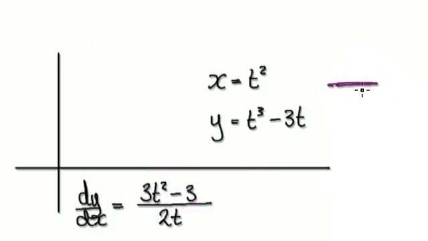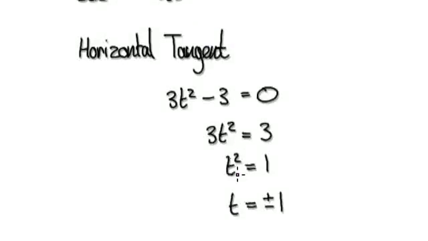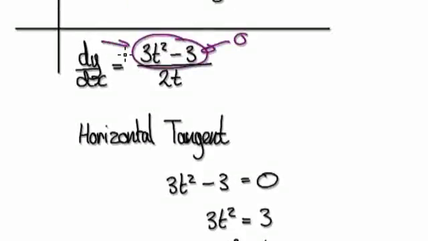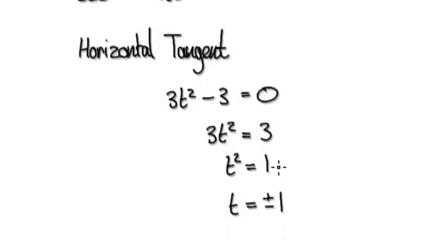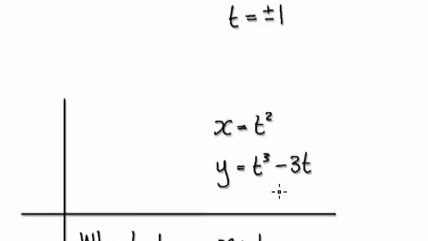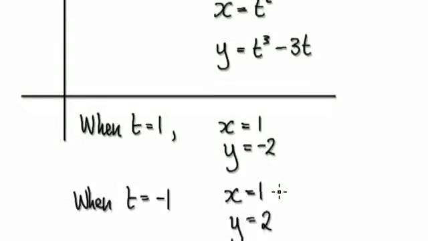So to locate the horizontal tangent, let's set this thing here to be 0. Set that to be 0, and then find the time when that horizontal tangent exists. The time at which that horizontal tangent exists is at time 1 and negative 1. Okay, so we know the horizontal tangent exists when the time is 1 and negative 1.